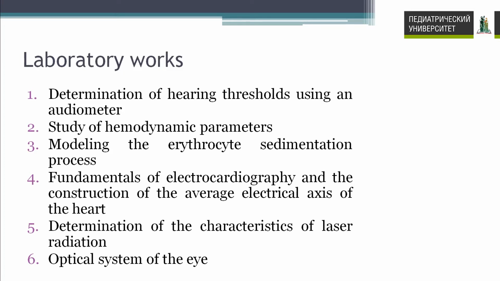The fourth laboratory work is the fundamentals of electrocardiography and the construction of the average electrical axis of the heart. When performing this work, you will record an electrocardiogram for each other in 3 leads from the limbs, only from the limbs, from our legs and arms. Then you will analyze the teeth and intervals on the obtained leads and, based on these results, build the Einthoven triangle to determine the average electrical axis of the heart.